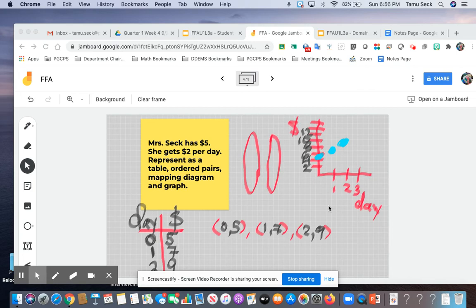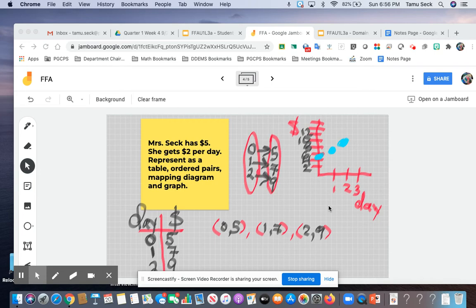Now, for the mapping diagram, you have to put the numbers in order from least to greatest. The numbers cannot repeat, and you have to draw arrows from the input to the output. So the input is 0, 1, and 2. They're the x values, and the output is 5, 7, 9. So I'm going to draw arrows from the input to the output. Now that was easy. Let's look at some representations and determine if there is a function.